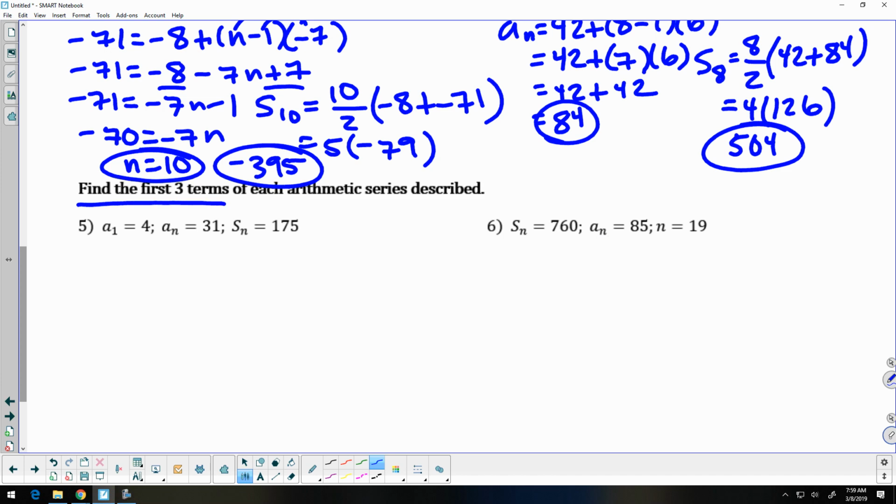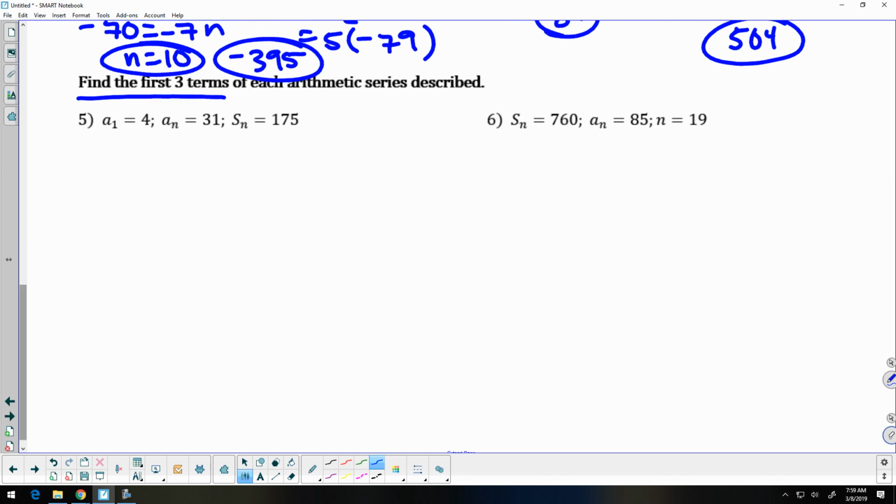Well, take a look at what you got so far. We have a sub 1, so we have the first term. So as we kind of fill this out, we want the first three terms, and the first term we know is 4. The very last term of this series is going to be 31. So it's not going to be the last term of these three. It's just the very last term of this total series. The total sum we know is 175.